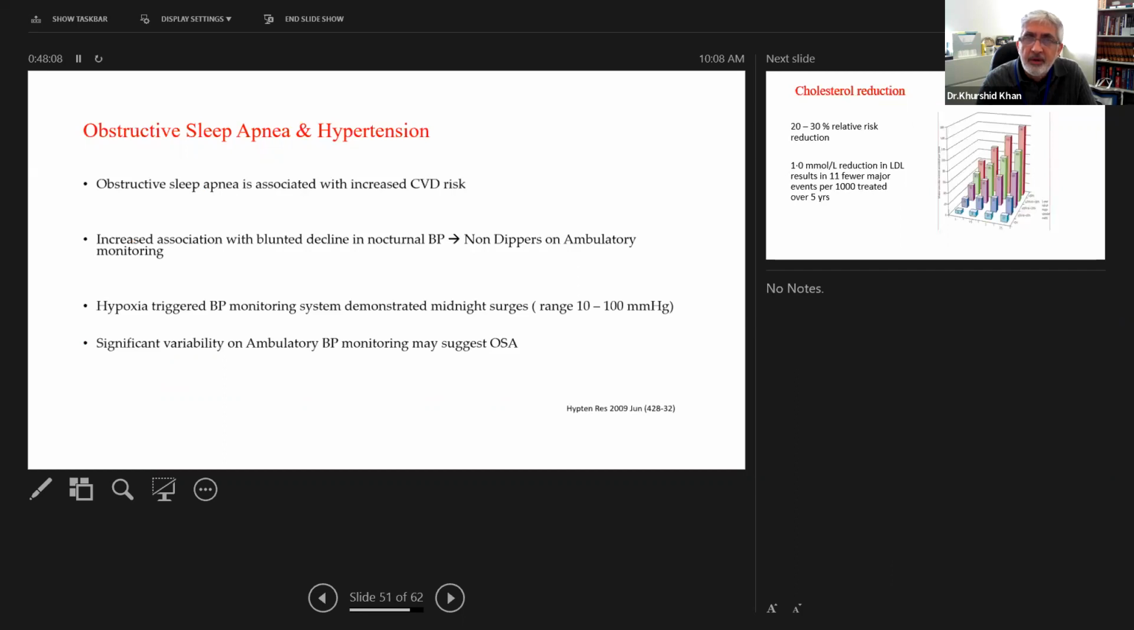less than that for someone who has suffered from ICH as well. Now, obstructive sleep apnea is another risk factor for hypertension and stroke. There is some association with hypertension that has been noted, that people with sleep apnea may have a blunted decline in nocturnal blood pressure. So you don't see that dipping that one would expect to see in normotensive people. There is some evidence that perhaps hypoxia does lead to midnight surges in the blood pressure. So if someone is presenting with significant variability of their blood pressure on 24-hour monitoring and no dipping, and they have typical body habitus, consider obstructive sleep apnea in these individuals.